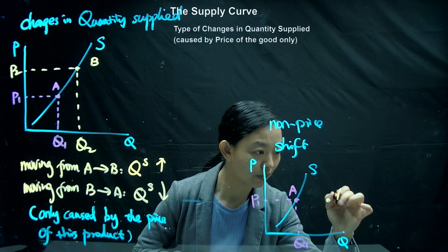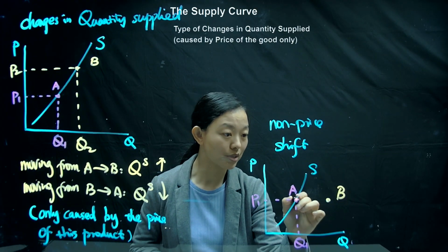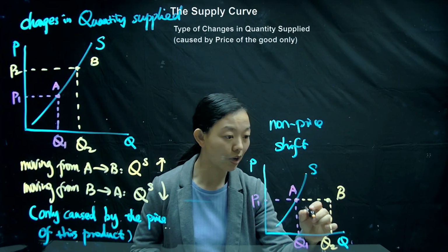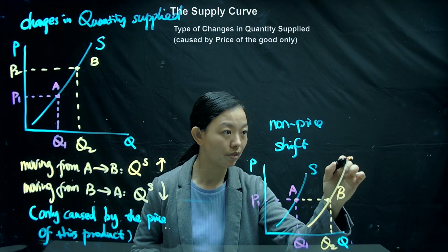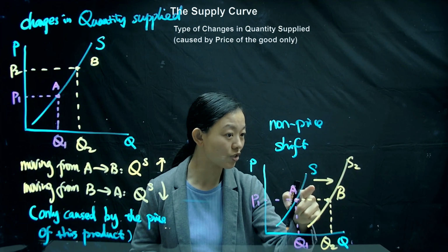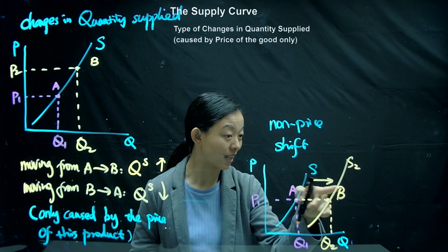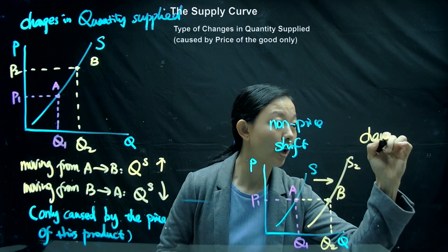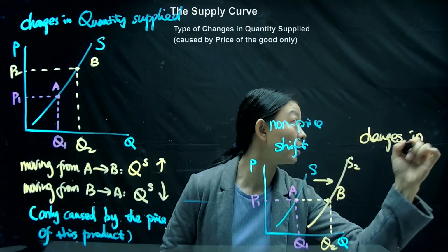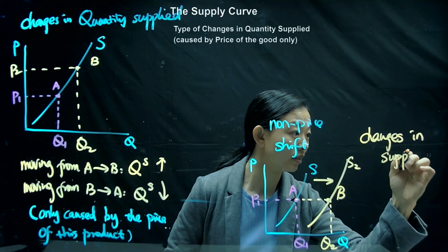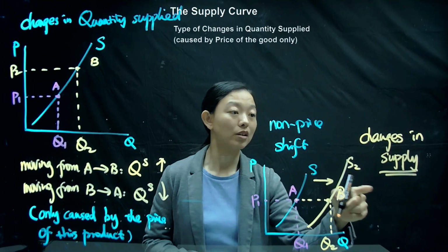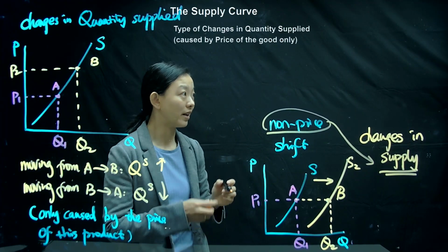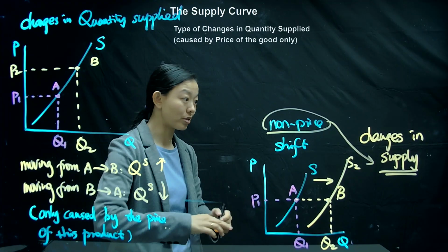decrease, the sellers would like to offer more products. It will shift this supply curve to the right-hand side if supply increases. So this one will be the change in supply. A change in supply is only caused by non-price determinants. It's not because of the price changes.